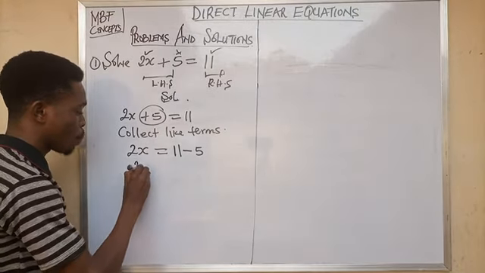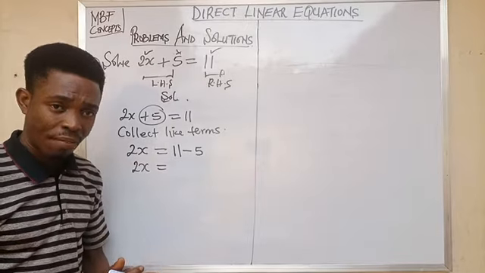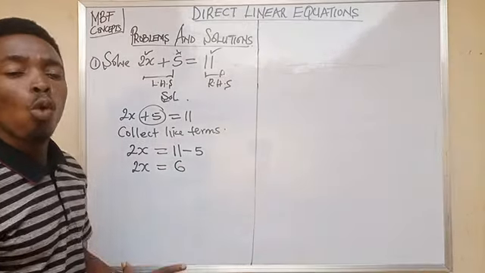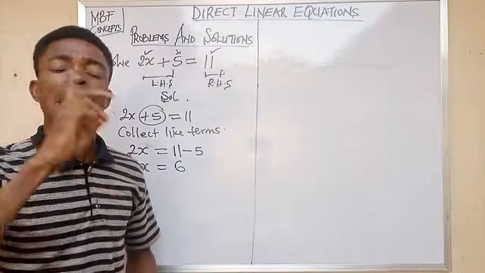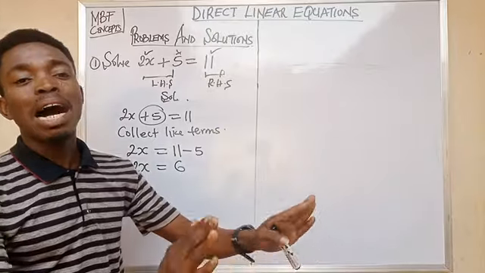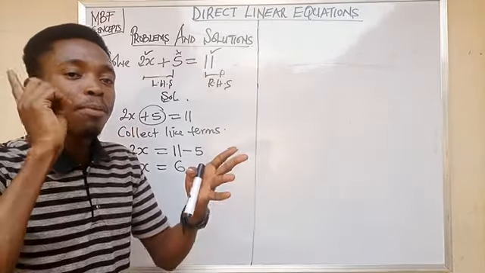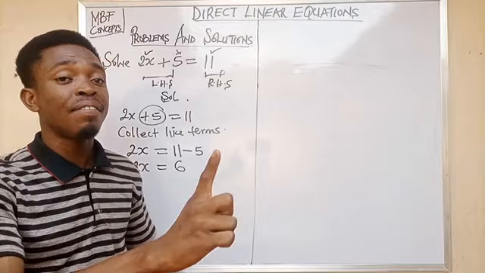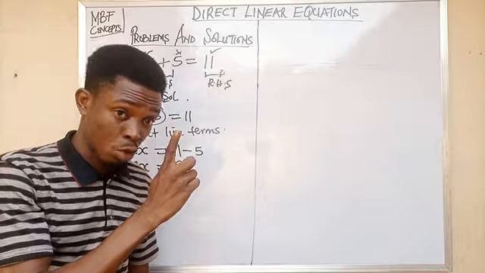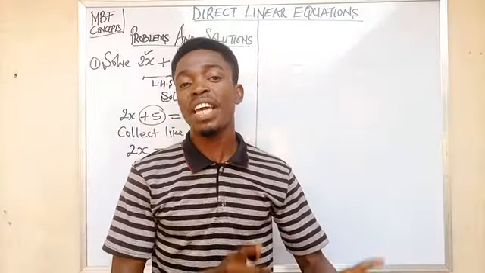Then the next thing we do is to put down 2x. When we remove 5 from 11, we are going to have 6, guys. Then, do we stop here or what do we do, guys? Now, understand that in linear equation, anytime you are asked to solve, you are asked to find the variable, and the variable ought to have a coefficient of 1 and a power of 1. Do you understand? Yes.